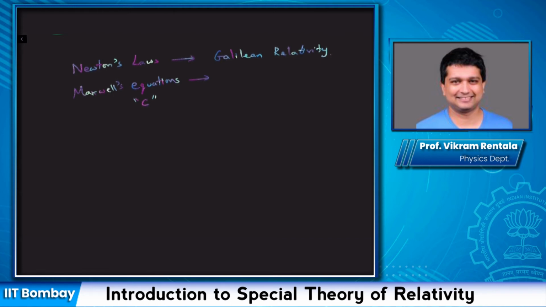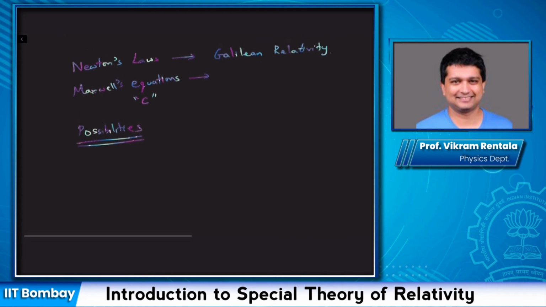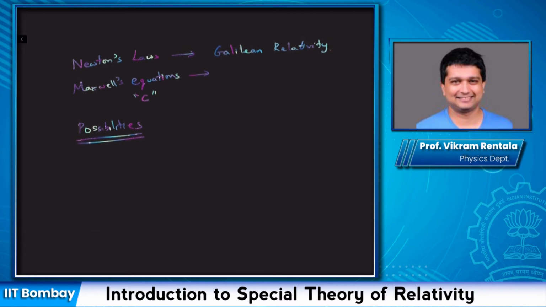So, what are the possibilities now that we could imagine to resolve this discrepancy? Well, the original possibility of reconciling Maxwell's equations with Newton's laws was to speculate that there's an ether and therefore there's a preferred rest frame, but this was ruled out by the null result of the Michelson-Morley experiment.